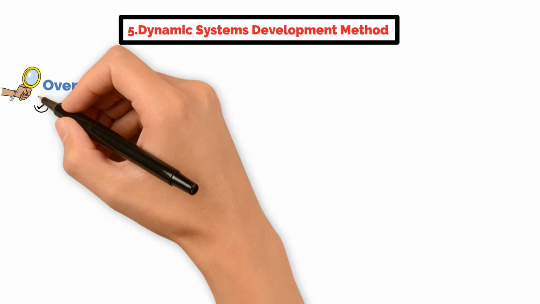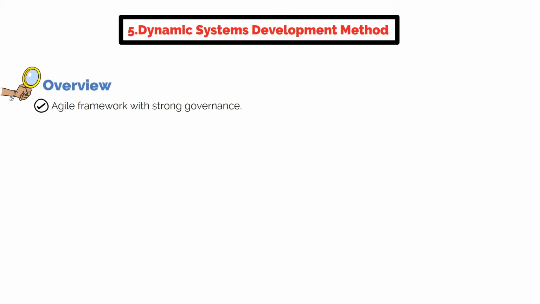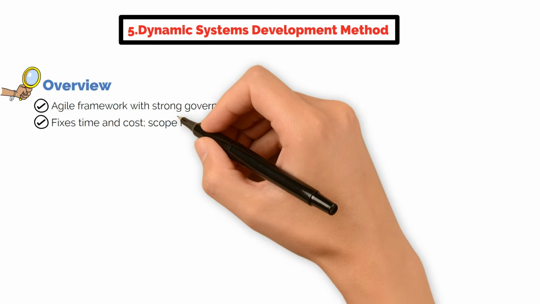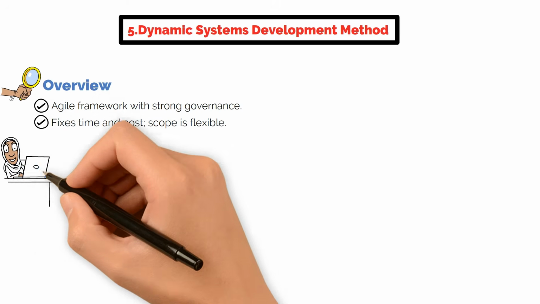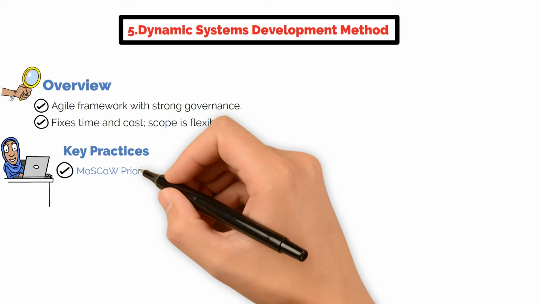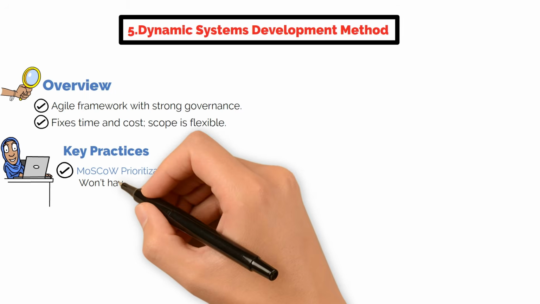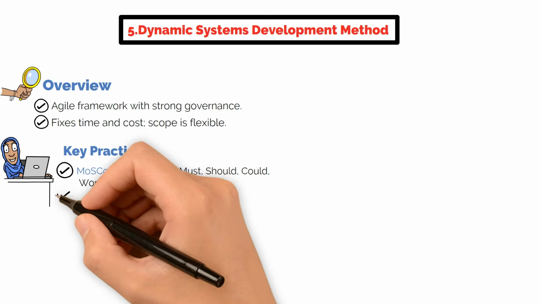5. Dynamic Systems Development Method. Dynamic Systems Development Method, DSDM, offers a controlled, agile approach suitable for organizations needing strong governance. It uniquely fixes time and cost, allowing scope to flex within those constraints. Key practices include: MoSCoW prioritization, a technique used to categorize requirements into 4 levels of importance: must have, should have, could have, and won't have this time.